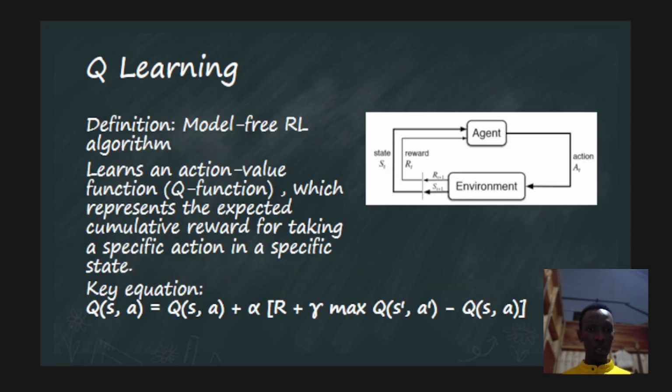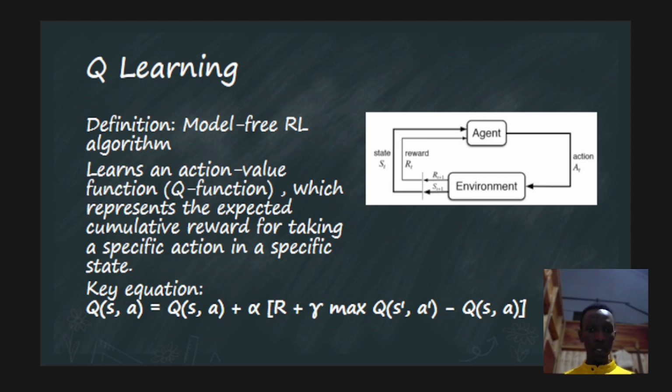Now alpha controls how much the Q value is updated, a value between 0 and 1. When alpha is low, there is a small update, or slow learning. When it is high, there is a large update and faster learning. And R stands for the reward, like I explained before.